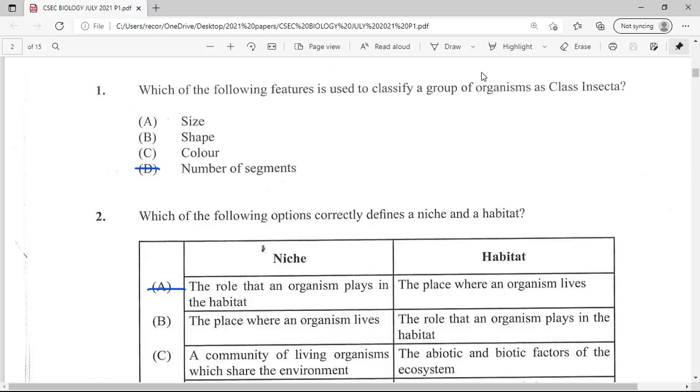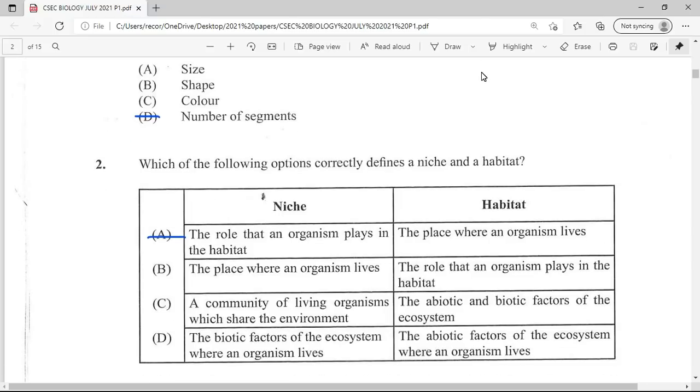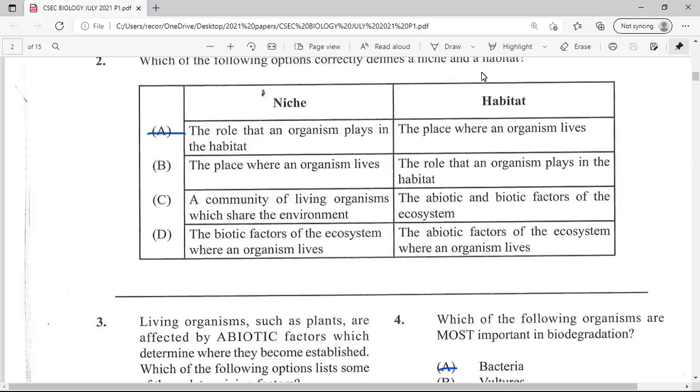other options. The place where an organism lives, for B, that would have been habitat, so that could not have been the answer. The role, you realize there's a reverse there. If you look at C, a community of living organisms which share the environment, now that is not a niche. That's more like an ecosystem, because in a community we are having many populations, and in the environment we have the biotic factors being combined. Those are pretty much out, and B is also out. So our answer naturally is going to be A for number 2.